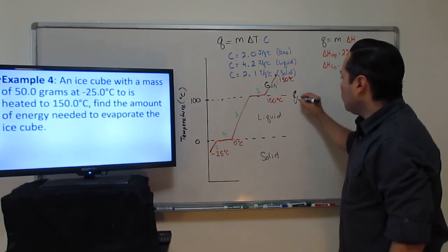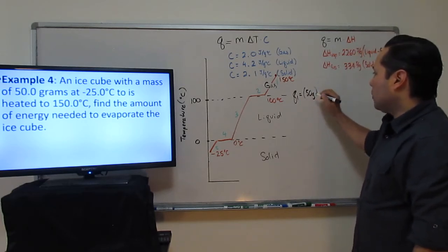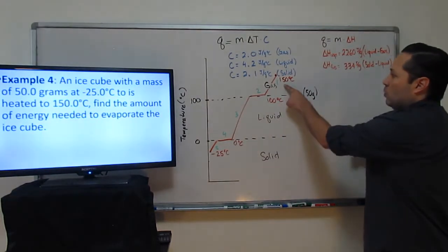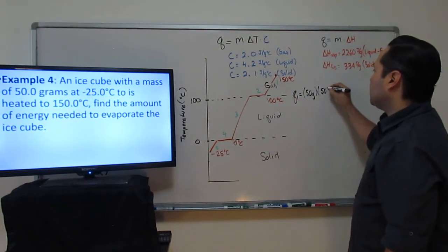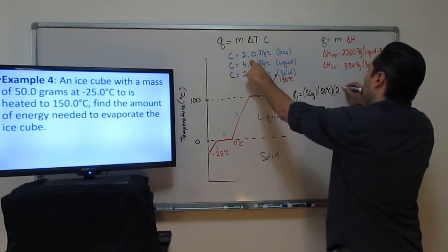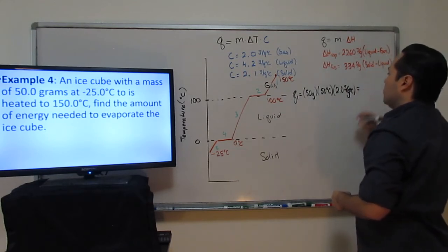So Q1, the mass is 50 grams. And that's going to remain the same throughout the whole problem. The change in temperature for 100 to 150 is 50 degrees Celsius. And line number 1 is in the gas phase, so that is a specific heat of 2.0 joules over grams Celsius.